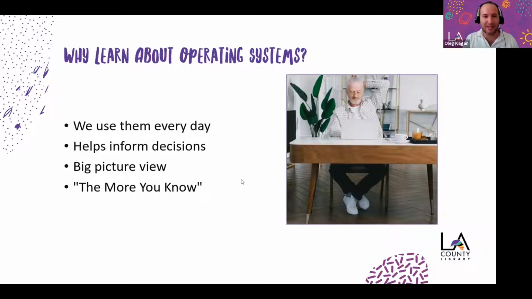Let's see here. Oh, we had a question. What is a peripheral? A peripheral is something that you connect to your computer, for example, a printer. You connect that to your computer and it's peripherally used by your computer. You can also connect speakers to your computer, but generally a printer would be the best example of what a peripheral is.